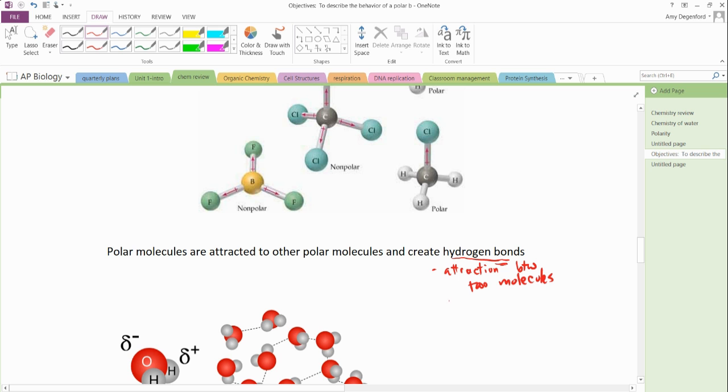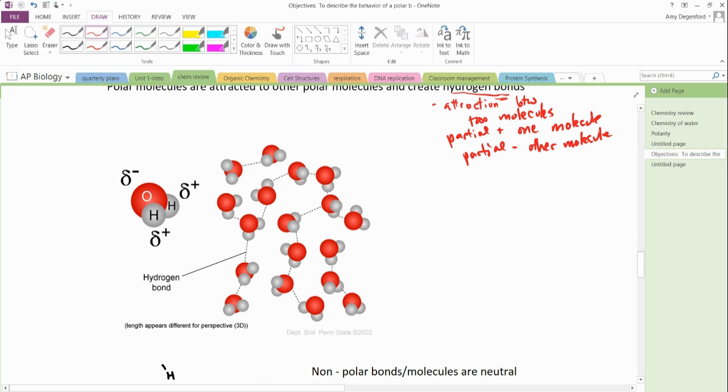And the attraction comes from the partial positive of one molecule and the partial negative of the other molecule. So here we have water, classic example where here we can label, here's our partial positives, and then here we'd have our partial negative, and you can see there's an attraction between the partial positive and the partial negative. Here would be another one. Here is the attraction between a positive, and then here's the negative. There's the attraction between them.